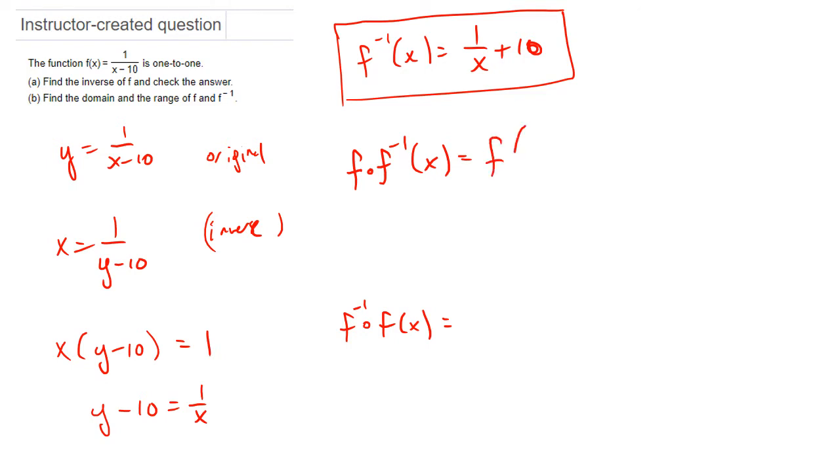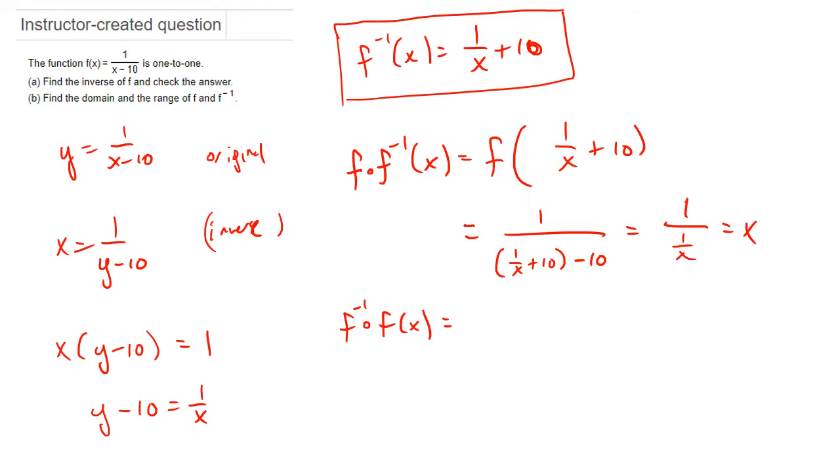This is going to be f of f inverse of x, which is 1 over x plus 10. Now what does f of x say to do? It says do 1 over the input minus 10. Now in the denominator I have a plus 10 minus 10. Those cancel out, and we have 1 over 1 over x, which is just x. So we see that indeed the composition of f with its inverse, whatever you plug in is exactly what you get out. We can also check it in the other order.